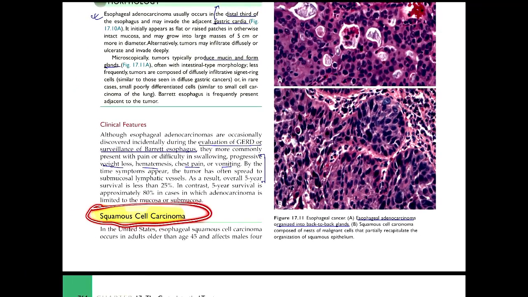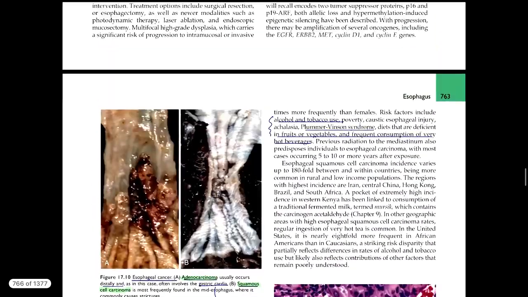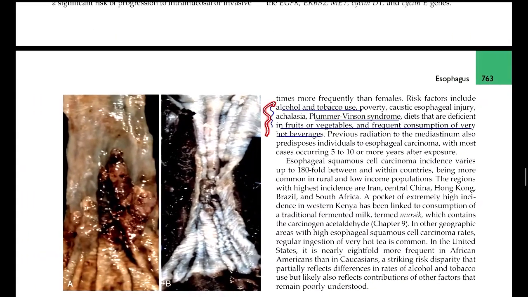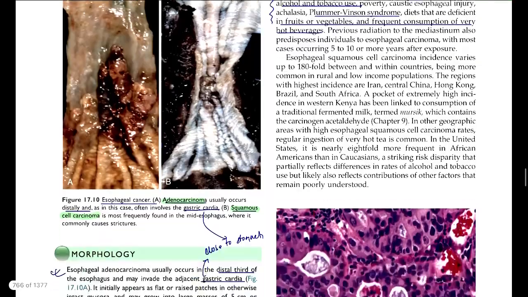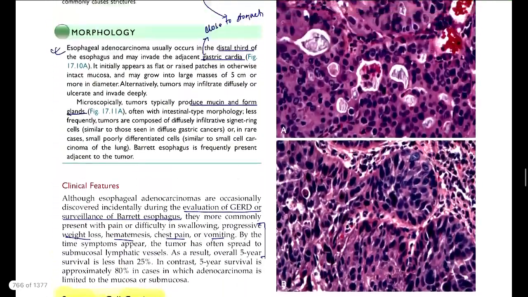Similarly, we talked about squamous cell carcinoma, which is more prevalent outside the US, not within the US. We talked about risk factors, alcohol and tobacco. We also talked about Plummer-Vinson syndrome and its triad.